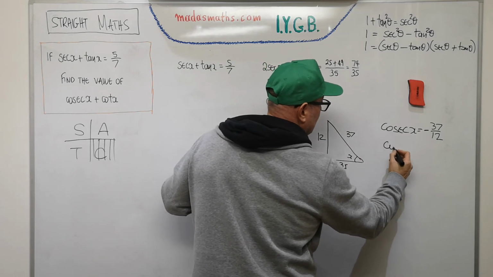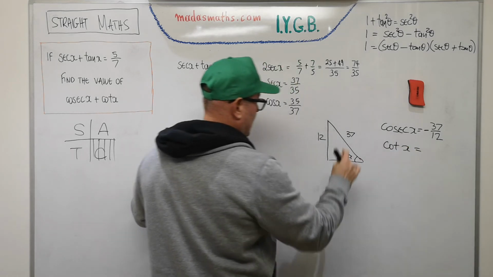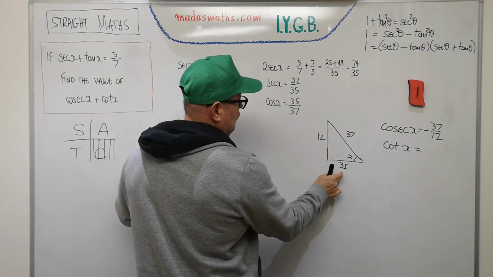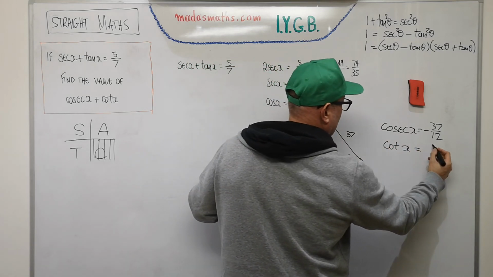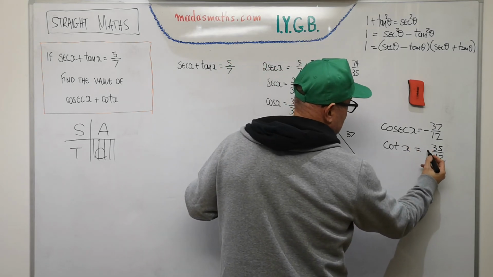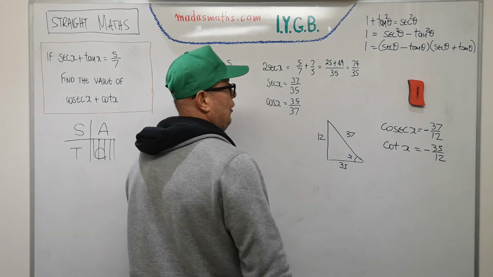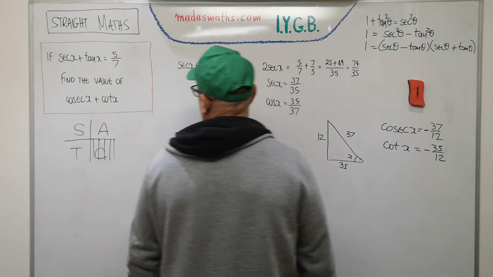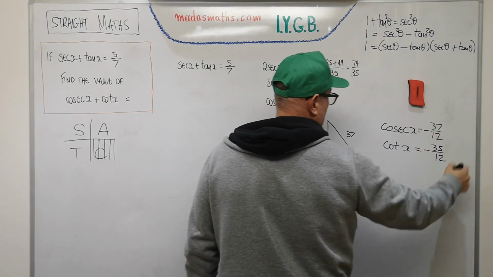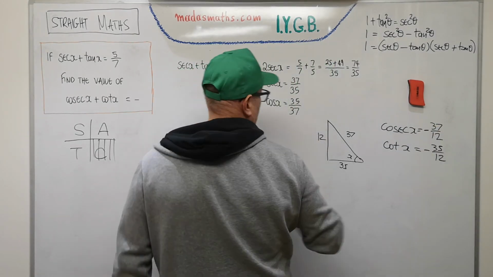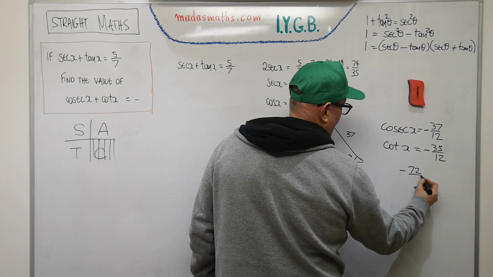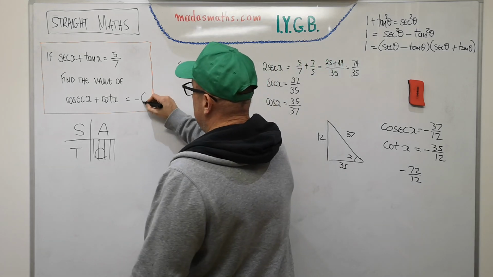And what else do we want? The cot of x, of course. The tan is 12 over 35. The cot will be 35 over 12. And again, the cot down here is negative, because the tan is negative, so that's in fact minus 35 over 12. Therefore, the answer to my problem, the cosec of x plus the cot of x, is the sum of those two. It's a negative number, of course. 37 plus 35 turns out to be a nice number: minus 72 over 12, which is exactly minus 6.